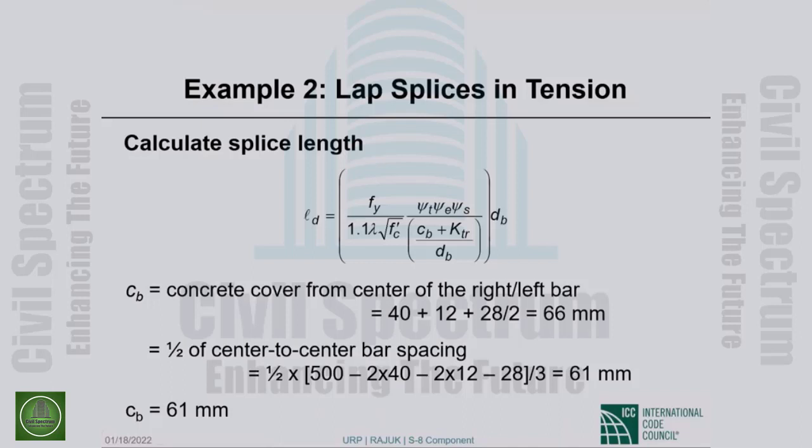We took two times the diameter of the stirrup. Stirrup will be probably the right word. And then from each side we take away half the bar diameter because we want to go to the centers of the bars, and that will give us the center to center distance between the left bar and the right bar. And there are four bars, three spacings. So center to center spacing between the bars is this divided by three, that is 61 millimeters. This being smaller than that, C sub B is 61 millimeters.